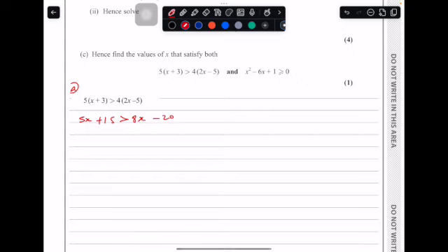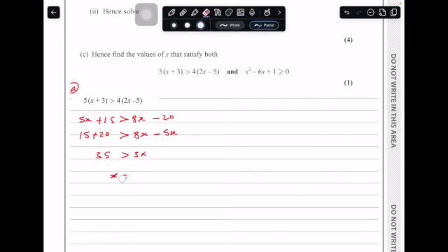So we're going to have 8x minus 5x smaller than 15 plus 20. So we have 3x smaller than 35. So we can say that x is smaller than 35 over 3. 35 over 3 in decimal means 11.667. So this is the decimal size of x, which is less than.